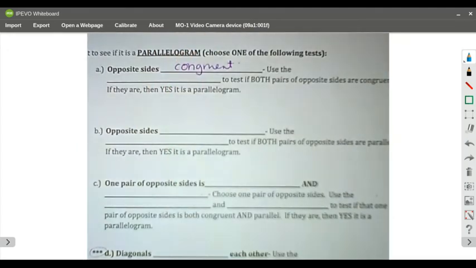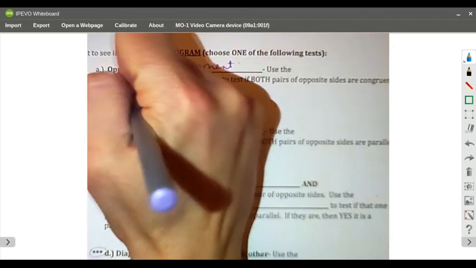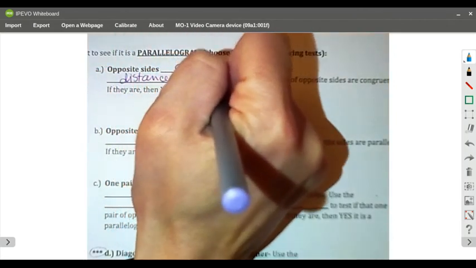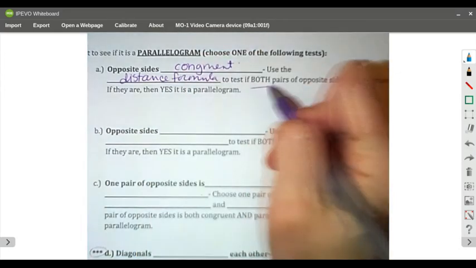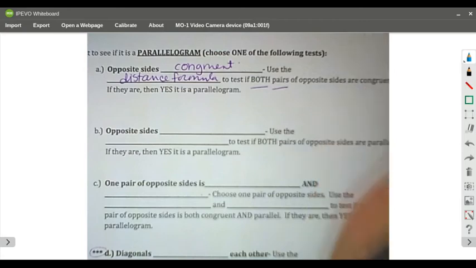Because we learned that both pairs of opposite sides are congruent in a parallelogram, right? So to do that, you would use the distance formula to test if both pairs of opposite sides are congruent. So that would require you to do 4 distance formulas.